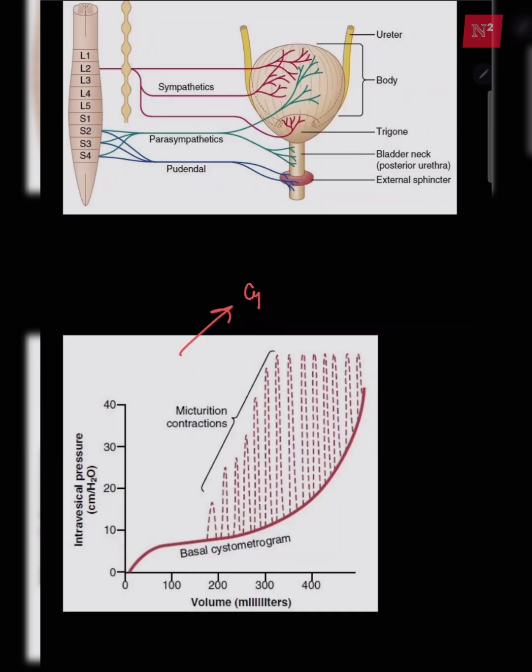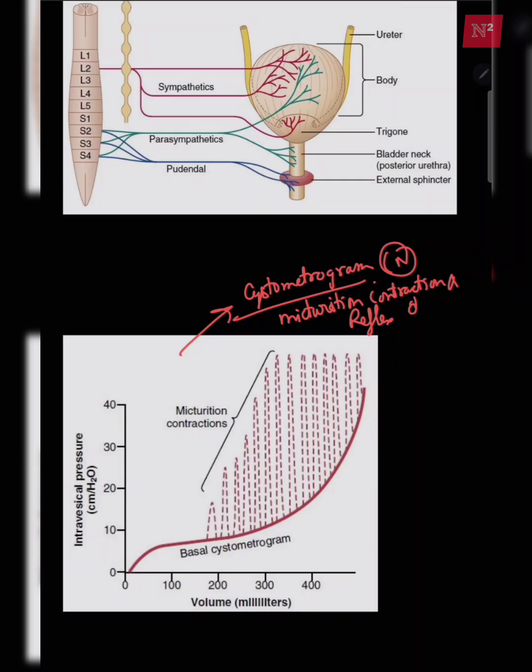Shown over here is a cystometrogram. A normal cystometrogram showing the micturition contractions and reflexes by the dashed lines. The x-axis is showing you the volume of urine that is getting accumulated and the gradual increase in the pressure.